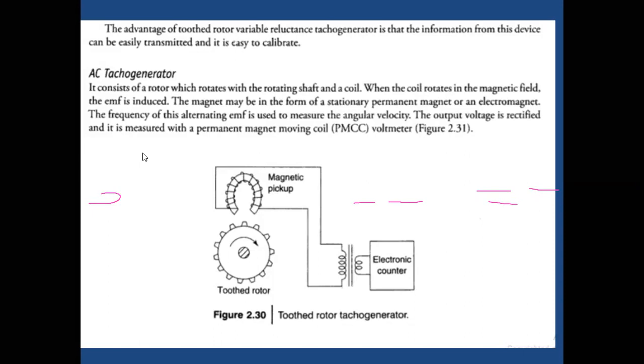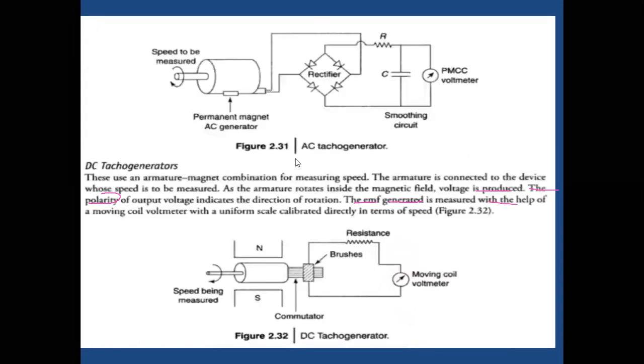The output voltage is rectified and is measured with the permanent magnet moving coil voltmeter. Okay, permanent magnet moving coil, which is obtained as here, is the AC tacho generator and DC tacho generator. So here, the speed of the shaft being measured is connected to the permanent magnet AC generator, which is coupled to a rectifier.